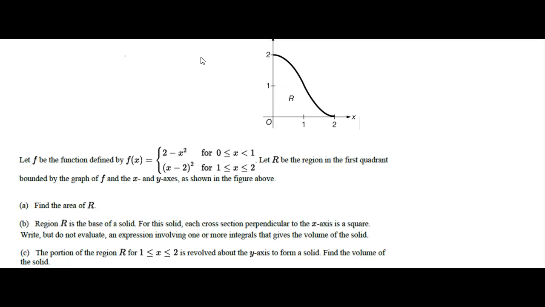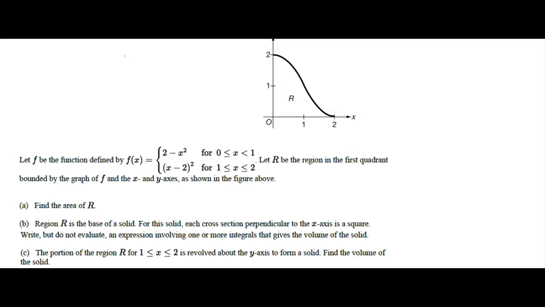This is the first FRQ question. It says, let f be the function defined by this piecewise function here. And so this curve up here is the piecewise function. R is the region in the first quadrant bounded by the graph of f and the x and y axis. So here's the function. Here's the x-axis, and here's the y-axis. And so the area between those lines is the region R.